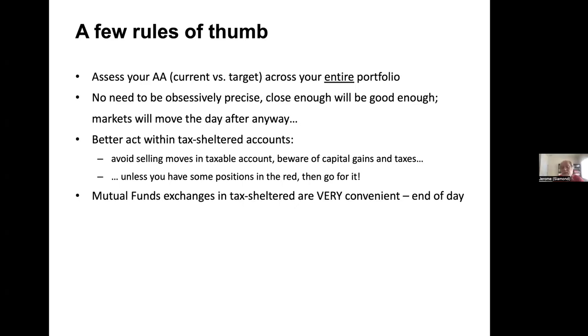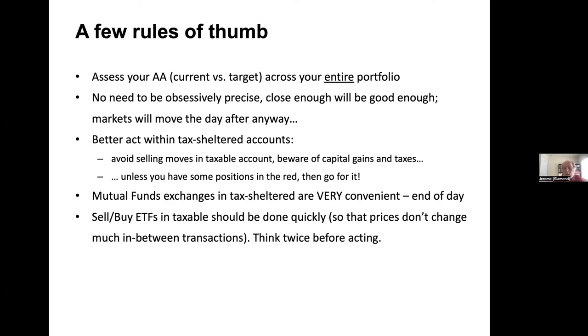Mutual fund exchanges in tax sheltered or in Roth accounts are super convenient. You can do the sell and the buy at the same time. That might involve 3, 4, whatever assets in one go, and everything is synchronous. It all happens at the same time. So that's very convenient. The other thing, which is a little bit annoying about taxable accounts, is that you'd better do things quickly and therefore think twice before acting. You cannot do an exchange in a taxable account. You have to sell a position. That's one transaction, and then the money is available to buy something else.